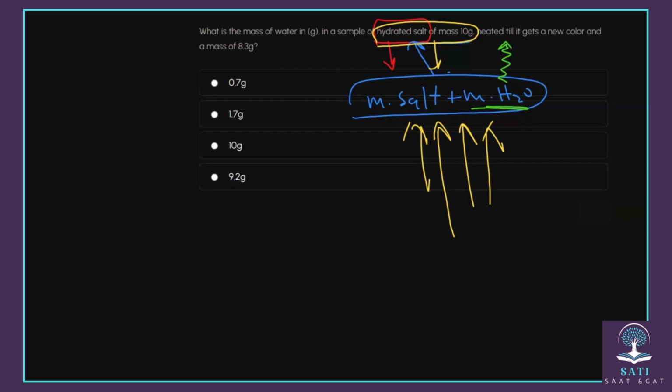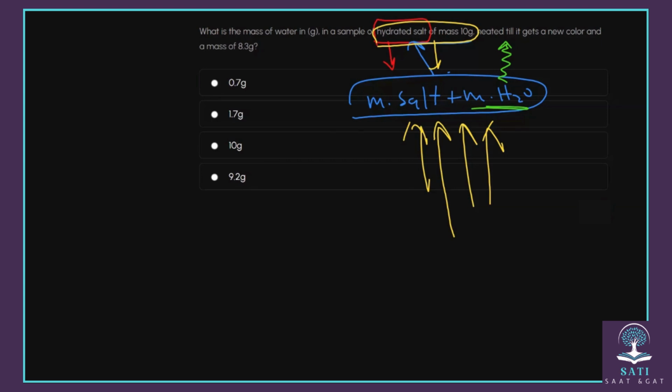So what will be left? What will be left is just the mass of the salt. Good. And this salt, when it becomes without water, we call it what? Anhydrous salt. So hydrated salt, when we heat it till its color changes, becomes anhydrous salt, which means salt without water. But hydrated salt means salt with water.